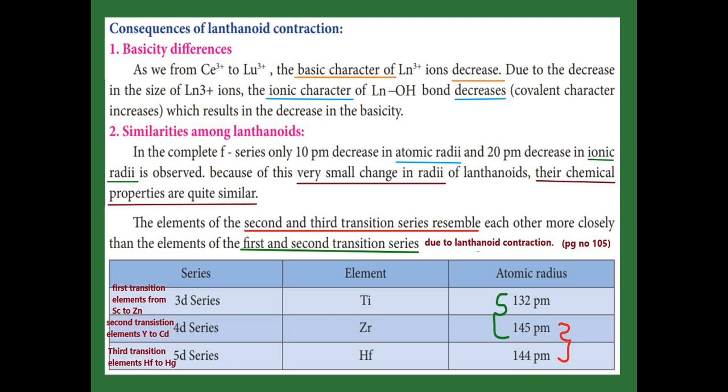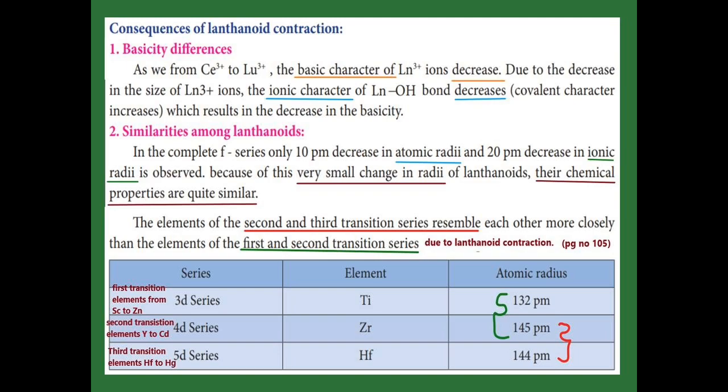Here cerium 3 plus to lutetium 3 plus is given as Ln 3 plus. What does Ln mean? Lanthanoid. Lanthanum has the symbol La. That is the difference between lanthanum and lanthanoid. Lanthanoid contains 14 elements. Lanthanum is only one element, lanthanum alone. The symbol for lanthanum is La.